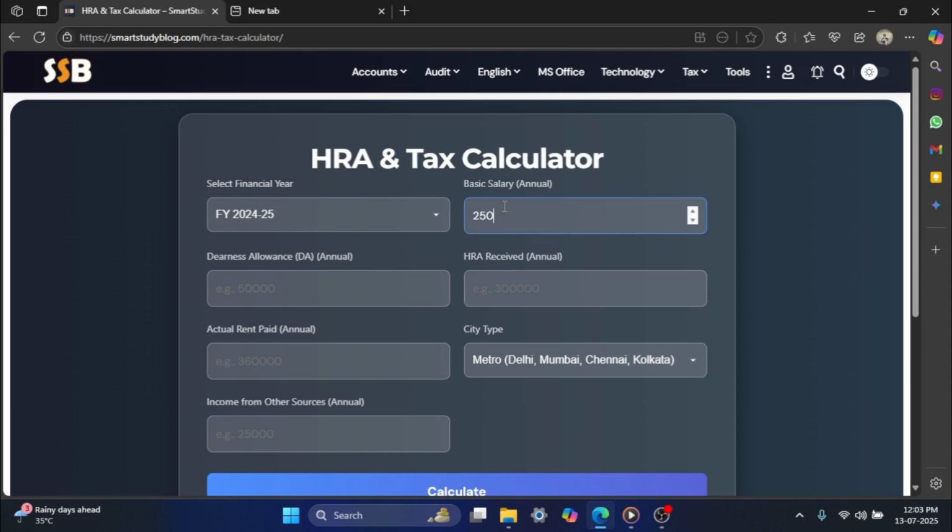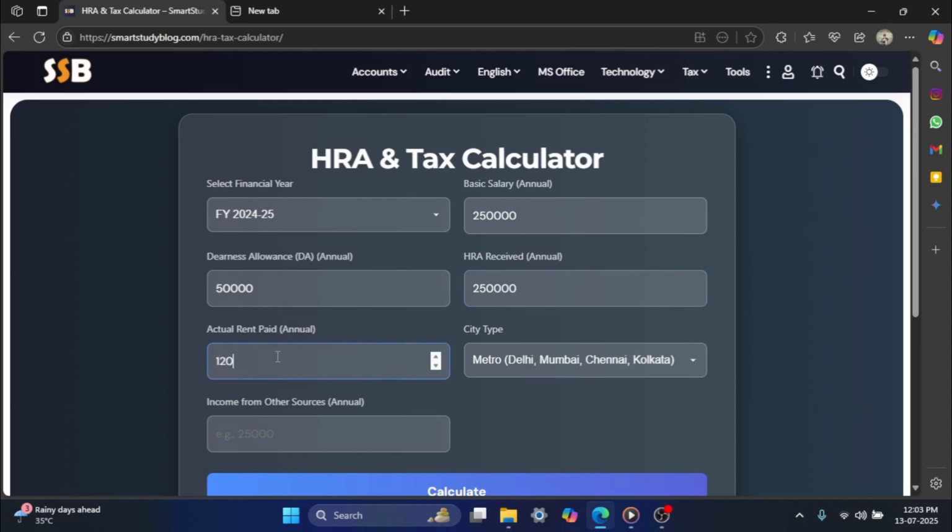Then you put in your annual basic salary. Okay. And also any annual Dearness allowance, or DA, if you receive it. That's that inflation-linked part of the salary some people get. Standard stuff, but vital for the math. Precisely. Next is the total HRA received annually. This is the amount your employer actually paid you as HRA. Got it. And that's different from the next field, which is?